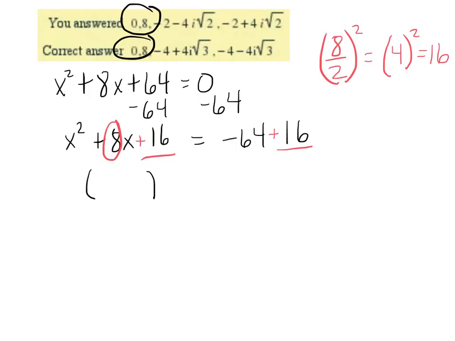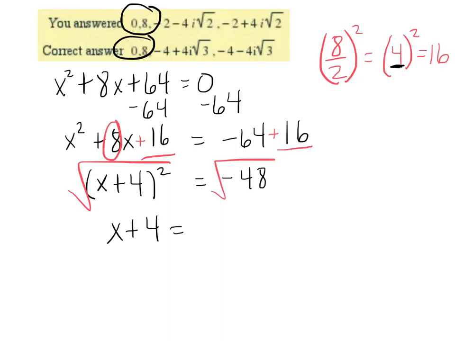And on this side you'll have a perfect square. And on this side we'll have a negative 48 over here, and on this side, this is where the 4 comes in handy because this is x plus 4 quantity squared. That term tells us what to put in here. Now we're ready to take the square root of both sides. When we do that, we have x plus 4 equals square root of negative 48.